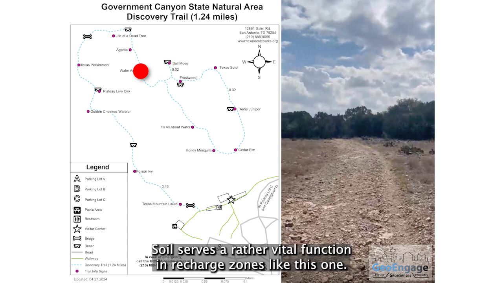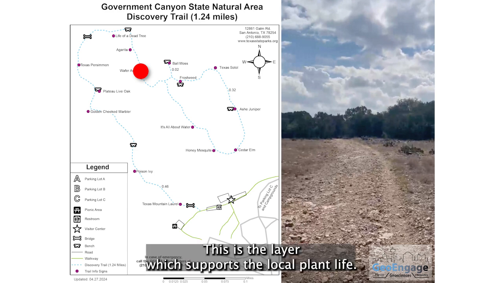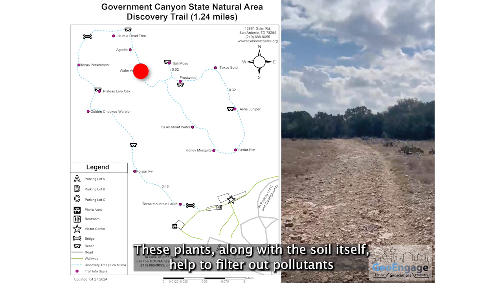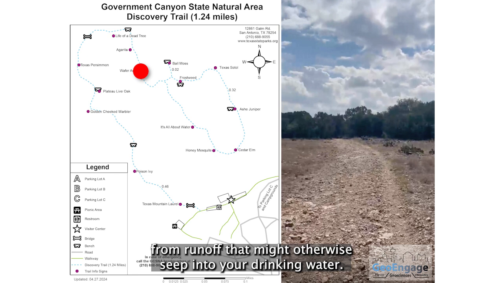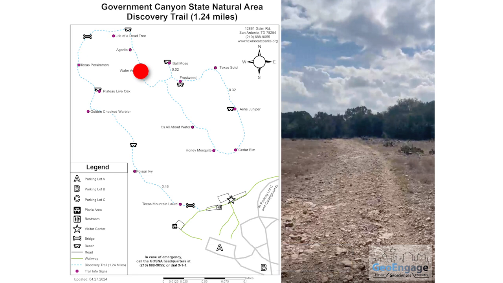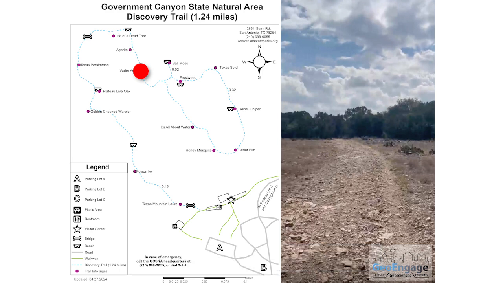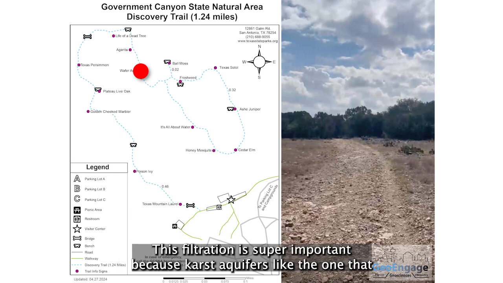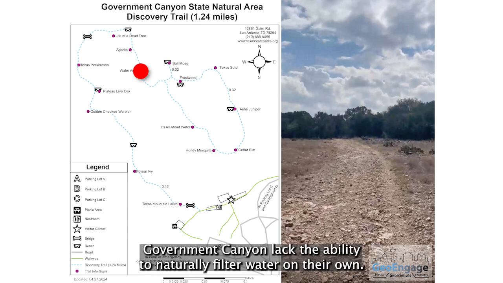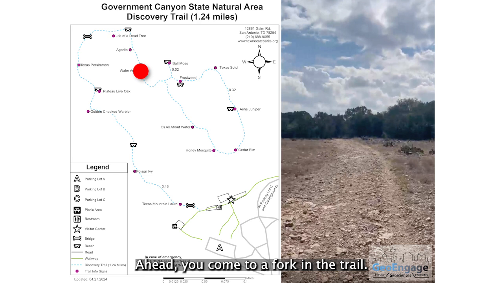Soil serves a rather vital function in recharge zones like this one. This is the layer which supports the local plant life. These plants, along with the soil itself, help filter out pollutants from runoff that might otherwise seep into your drinking water. Kind of like how a coffee filter stops the grounds from ending up in your coffee. This filtration is super important because karst aquifers, like the one at Government Canyon, lack the ability to naturally filter water on their own. Ahead you will come to a fork in the trail.